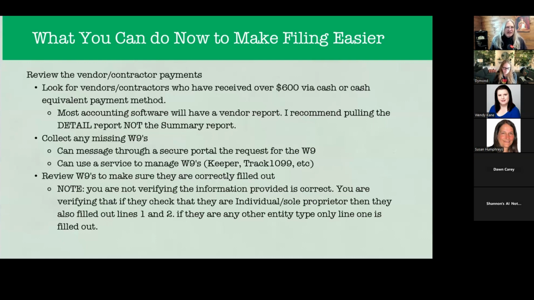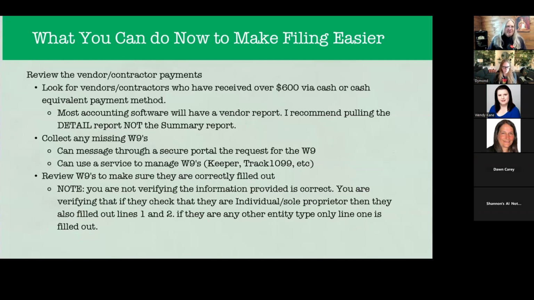It's kind of a tedious process. And so that's why I get the bulk of it over at the beginning of Q4. And then there's a lot less to review in January or the end of December. And then that's a good time to review who needs to get a 1099 and who do we not have a W-9 for? And then you can start the process of collecting W-9s either through your secure portal, or you can use a service to manage W-9s like Track 1099, Keeper. I know there's a ton of other W-9 tracking softwares out there.